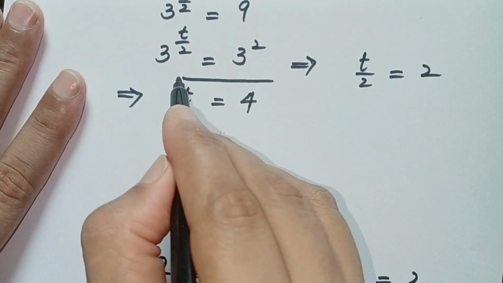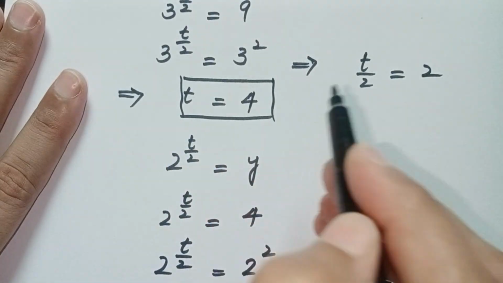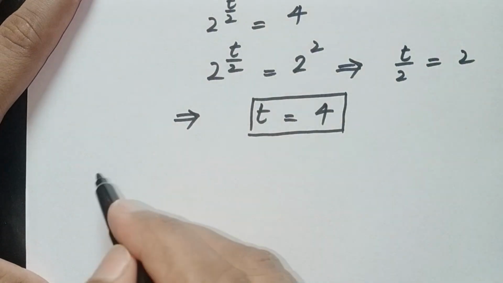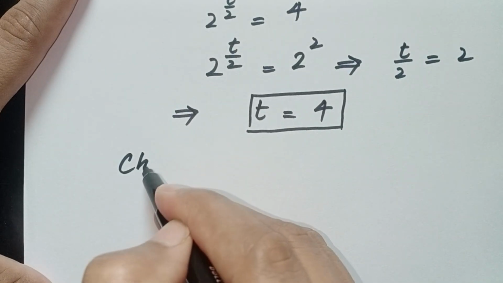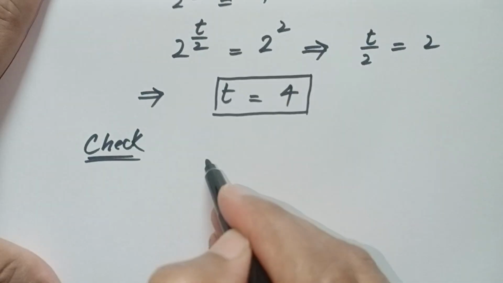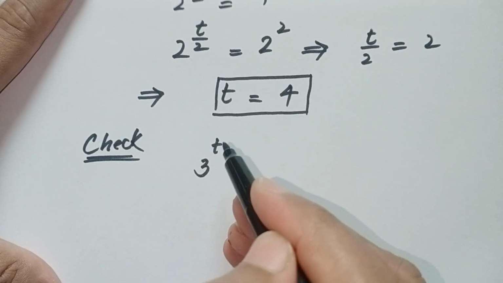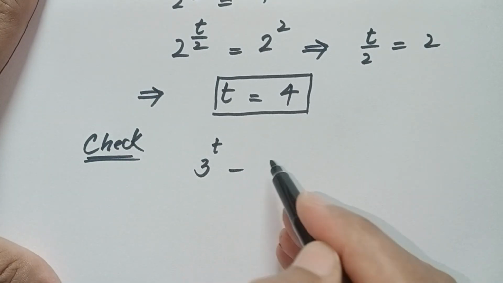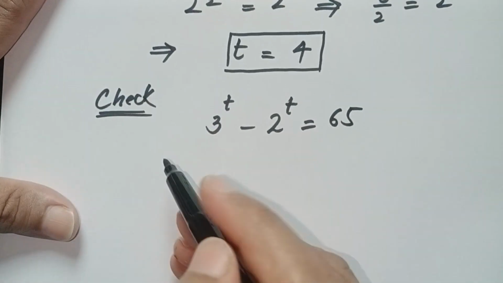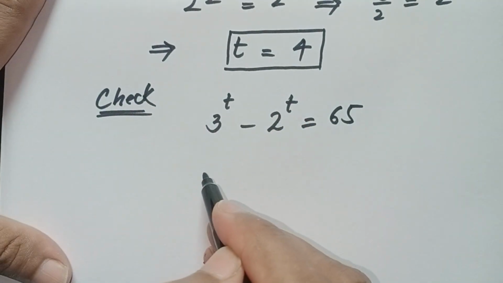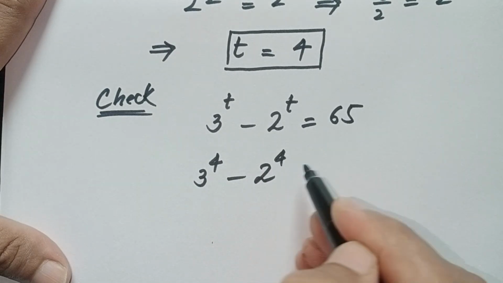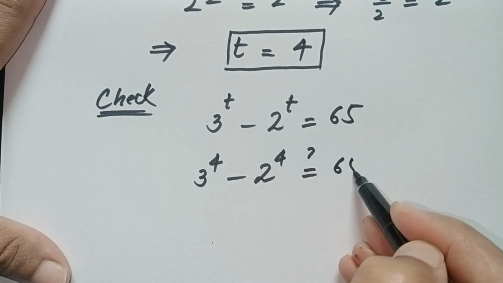If we calculate it from the value of x, or we calculate it from the value of y, we get the value of t is equal to 4. Now we need to check this value. In order to check this value, we are going to write down the statement of the question, which is 3 power t minus 2 power t is equal to 65. Now the value of t is 4. Plug in the value of t. So 3 power 4 minus 2 power 4 is equal to 65.